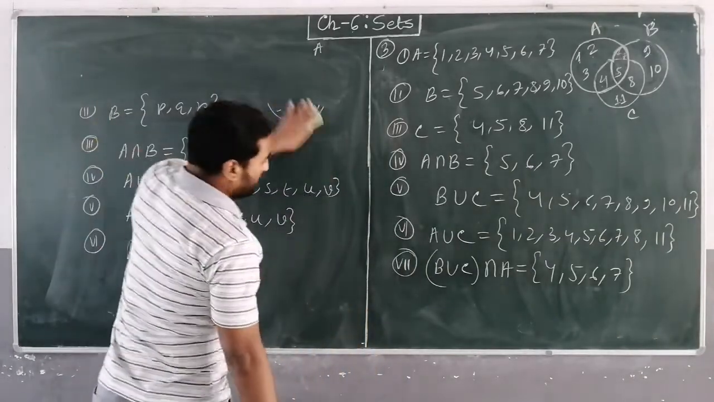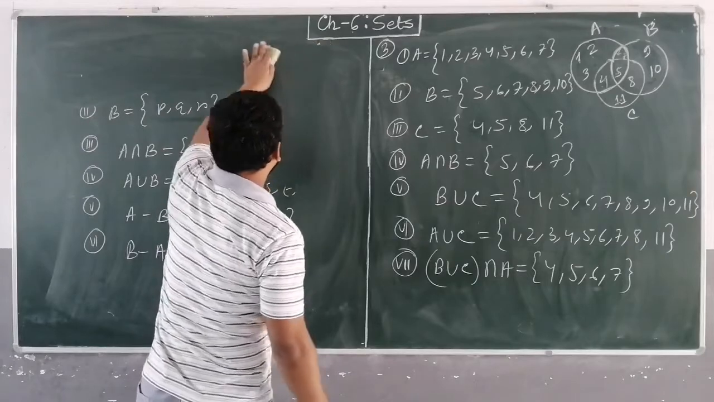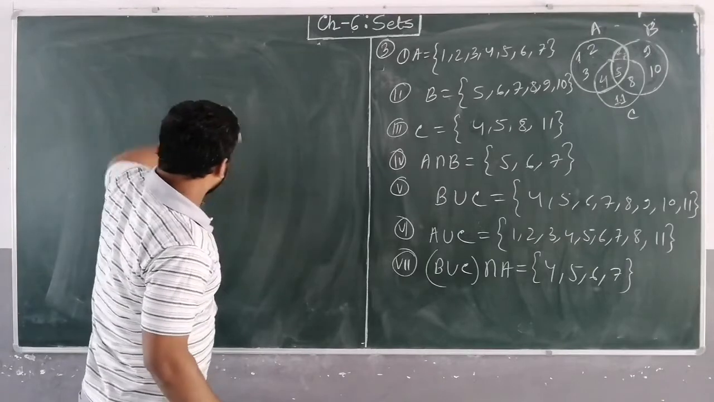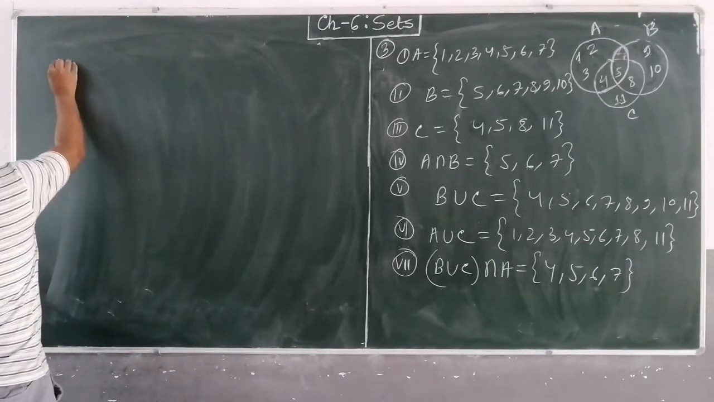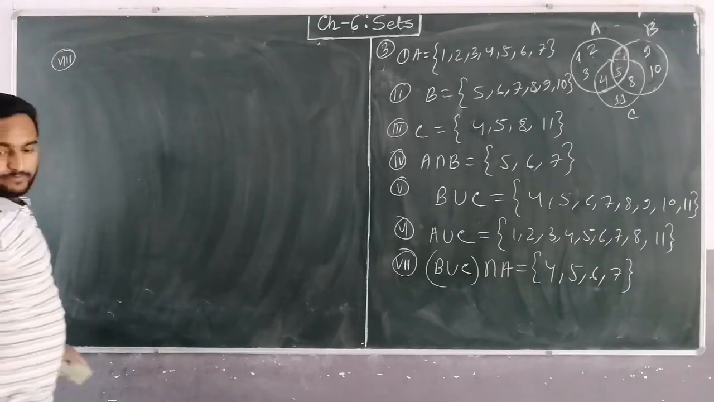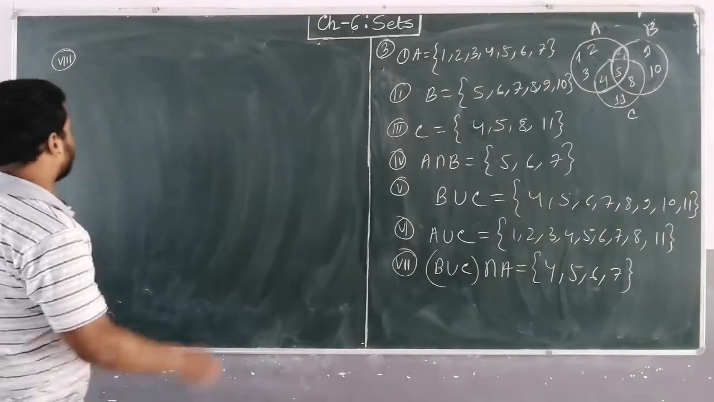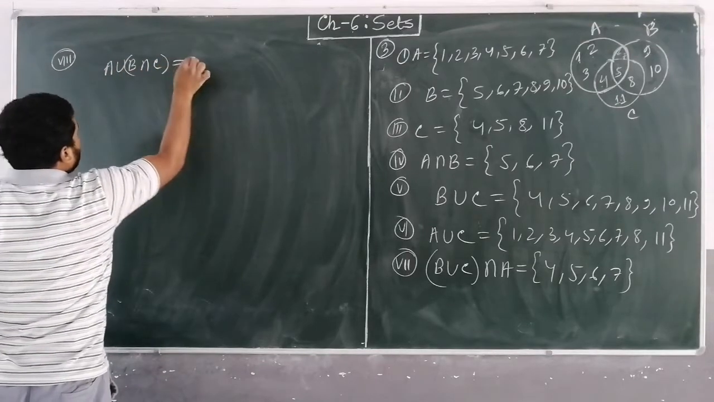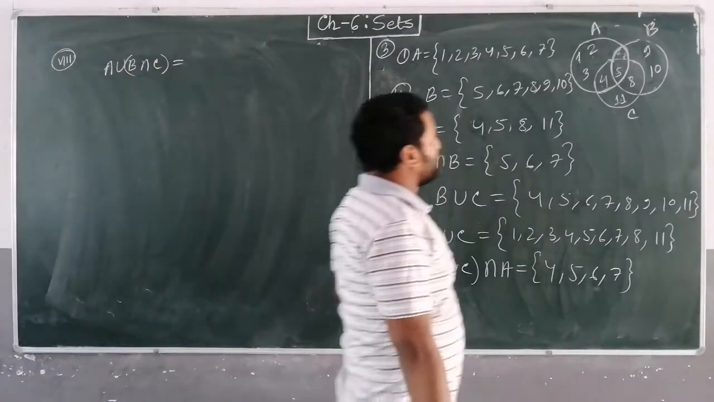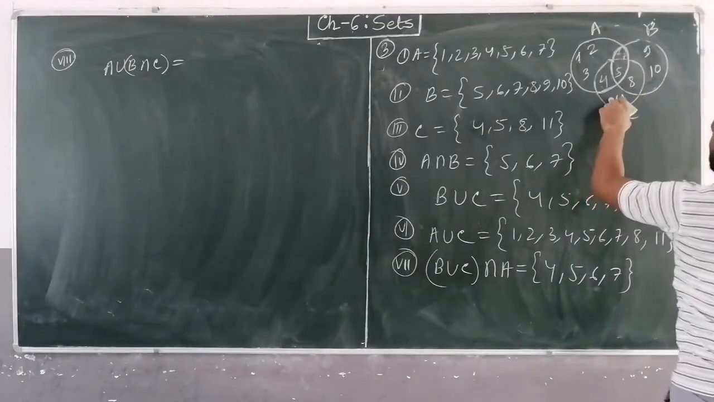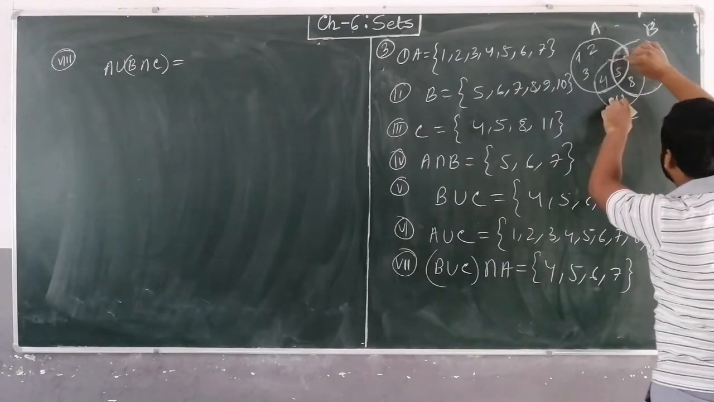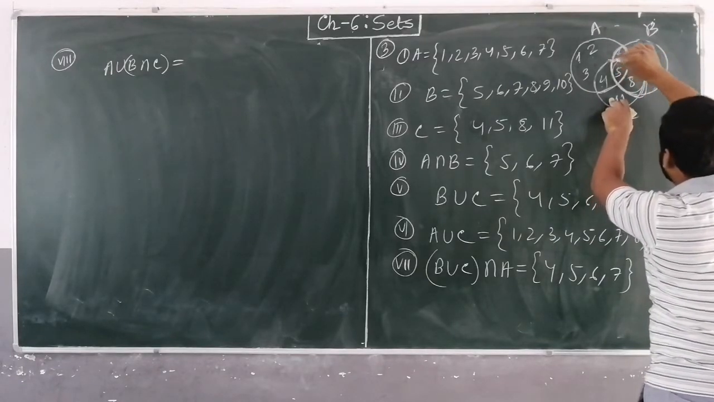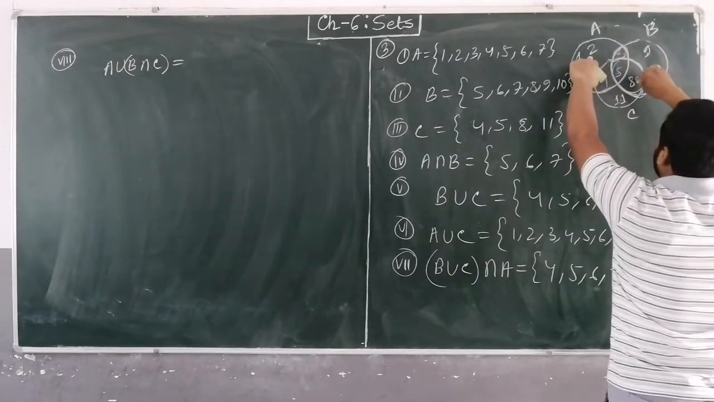Okay, now 8th part. Eighth part. It is given A union B intersection C. So at first find B intersection C. So B intersection C, common part is this part, 5 and 8. This is B intersection C, 5 and 8. Okay, with A if you take union.